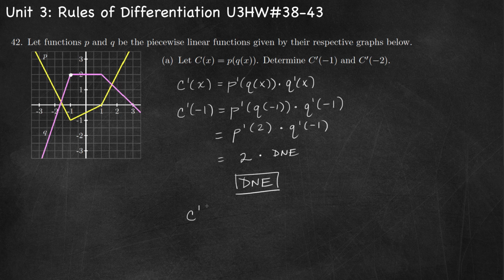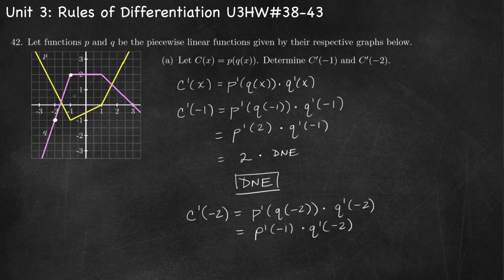Okay, well, let's see if we have better luck with c prime of negative 2. C prime of negative 2 will be p prime of q of negative 2 times q prime of negative 2. So q of negative 2, we look at the graph of q at negative 2, looks like we're at negative 1. So p prime of negative 1 times q prime of negative 2. P prime of negative 1 is the slope of p at negative 1. At negative 1, we're at a corner point, so this does not exist. So c prime of negative 2 also does not exist.